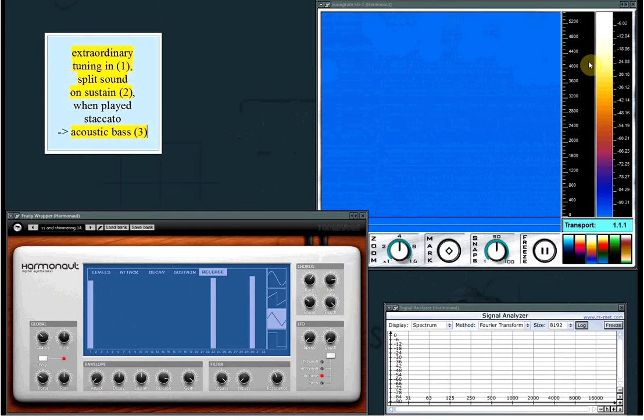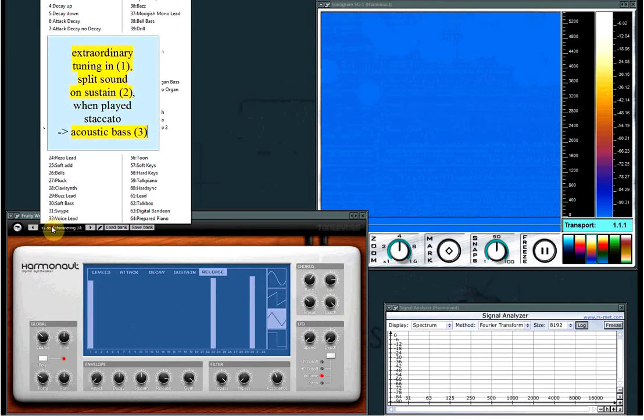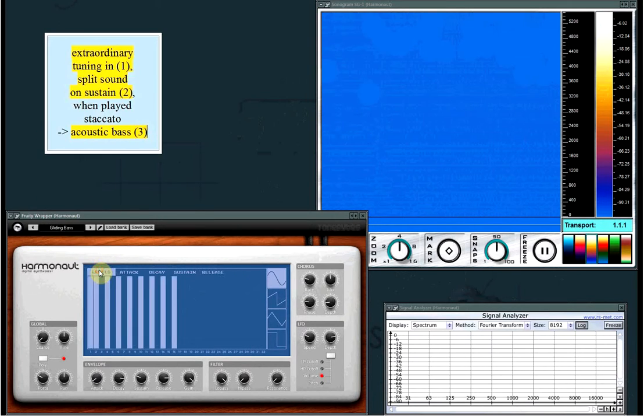To simulate the tuning in, I need a lot of different harmonics, but only even ones to make the sound more uniform. So let's have a look at that. So levels, you see a lot of harmonics, only the even ones, and attack and decay as usual for the tuning in effect, you see, here.